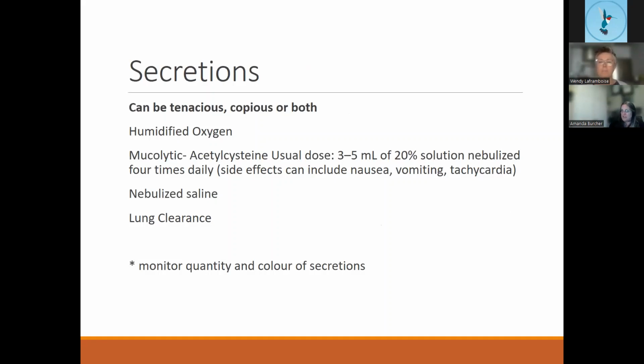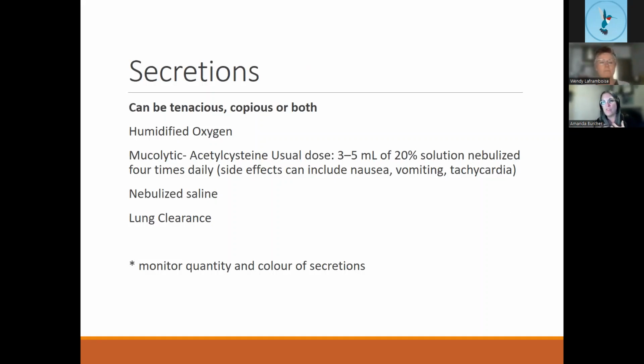So in terms of secretions, in this population, the secretions can be tenacious, meaning thick and difficult to get out. They can be copious, so there can be lots of them, or sometimes they're a combination of both. So there's lots of them and they're thick and they're hard to get out. So a lot of times these patients are on oxygen, and oxygen can make this situation worse because it's so very drying. One of the first steps you can take is to humidify versus not to humidify the oxygen. And I often have this discussion with the respiratory therapist who's following the patient.